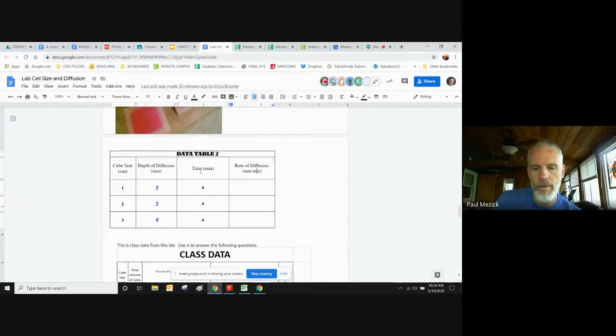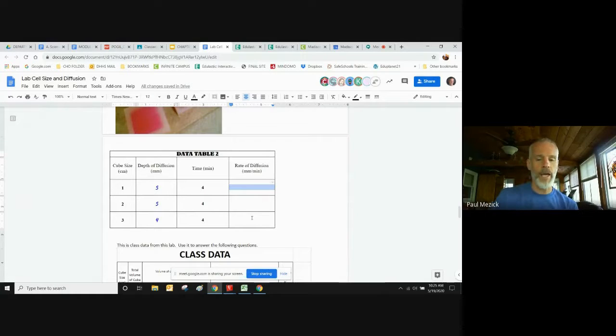Well, when I look at my numbers here, I have millimeters for depth of diffusion. So that must be the number that's on top. And time, which is minutes, must be the number that's on the bottom. And so this tells you that you're taking 5 and dividing it by 4. And that would be your answer that went in that space. Okay. And when you do it again, 5 divided by 4, you're going to get the same answer. And when you take 4 divided by 4, yes, you're going to get a little bit different answer, but it's pretty darn close to the other two.